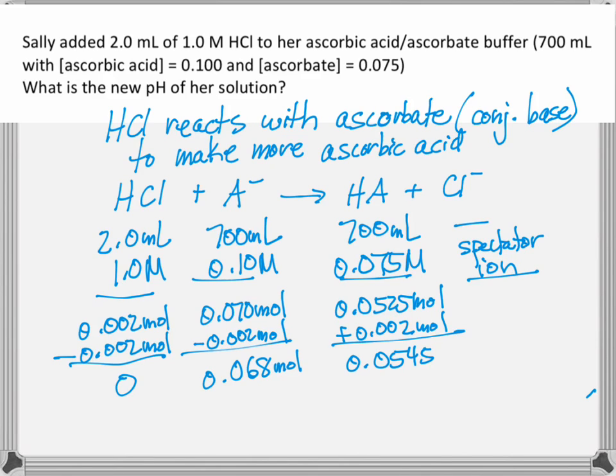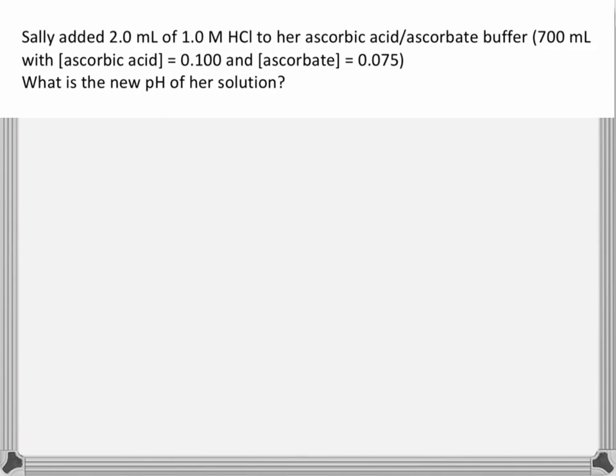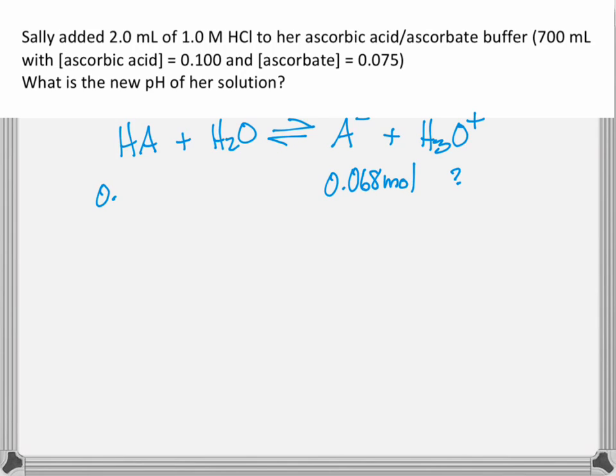So at the end of this chemical reaction, I have my new moles of ascorbate and moles of ascorbic acid. Now I can use those to figure out the pH of my solution. Again, we'll write out the chemical equation, but this time the chemical equation is the equilibrium reaction of ascorbic acid reacting with water. And I'm going to list at the top of my equilibrium reaction the number of moles of ascorbic acid and ascorbate that we're going to have from the calculation on the previous slide.